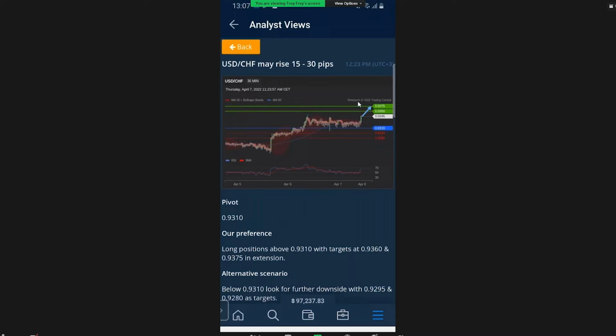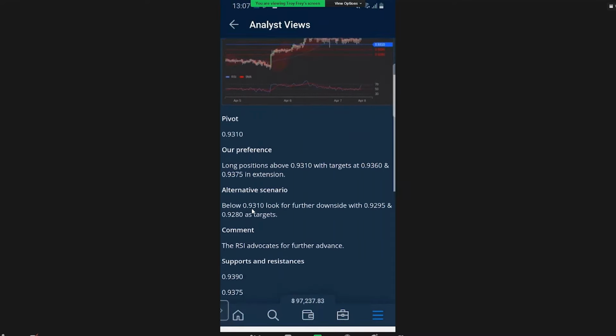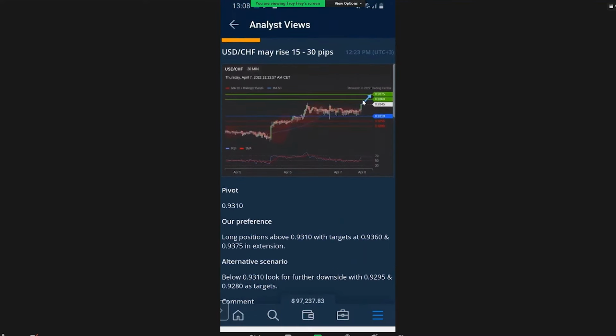And then it gives you a backup move. If it breaks the support level, then they say sell. So you could have a pending order down here waiting to sell. If it goes below the support level, 0.9310, then they're saying look for further downside, and you could sell with take profits at these suggested targets. So they give you a market move and a backup pending order in case the market changes, which we all know can happen. That first move's not guaranteed to win, and you can back it up with a pending order below the support level if you choose. Okay, so that's how you read these signals.